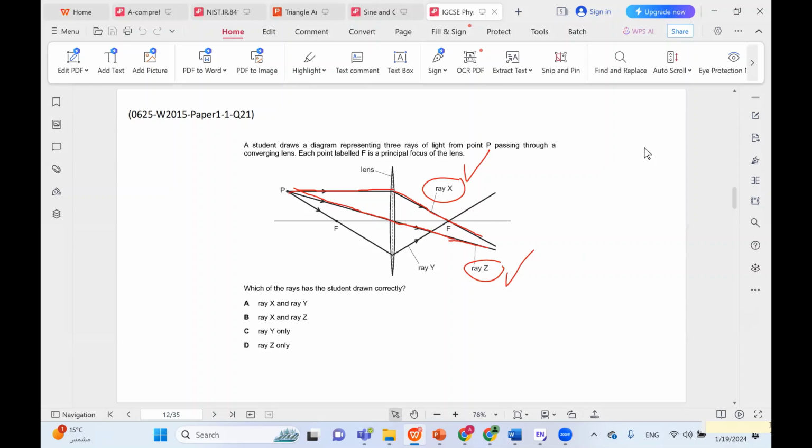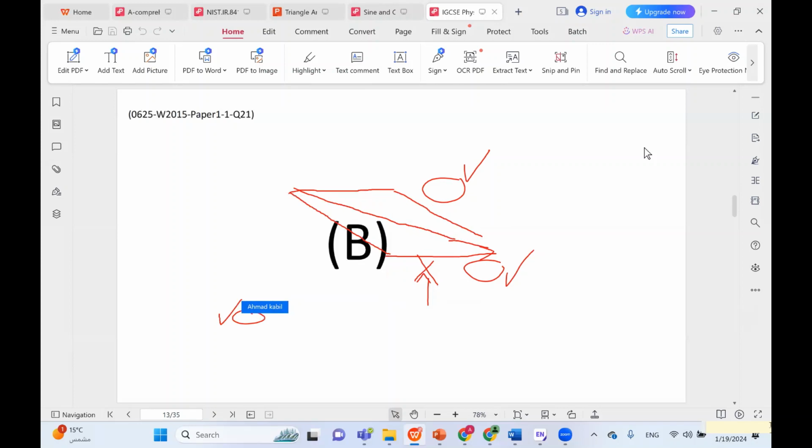Now, the third ray passes through F and hits the lens. And then we expect it to emerge parallel to the axis. So ray Y should have been parallel to the axis. So which of the rays has the student drawn correctly? Ray Y is incorrect, but ray X and ray Z are correct. So B is the correct choice here.